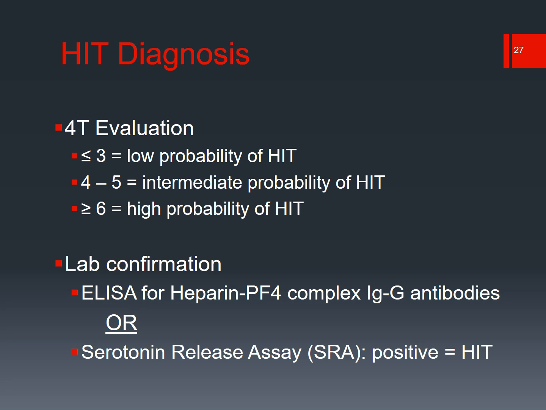It is not routinely done. However, if they want to, they can do antibody testing, or they can use serotonin release assay. They do not need both to confirm. So one or the other would confirm, but remember, if they have high probability for HIT, they're already discontinuing the heparin product and converting them over to argatroban, our direct thrombin inhibitor.